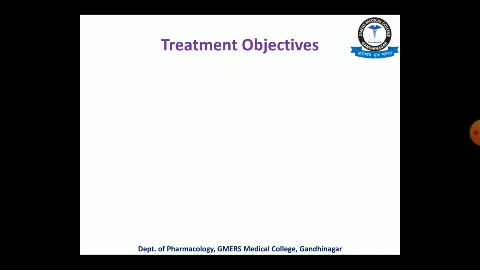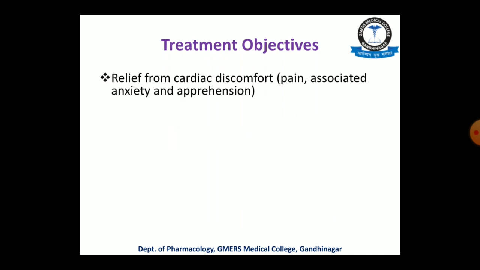So what should be the treatment objective? First and foremost is the relief from cardiac discomfort. Okay, now here I want to briefly speak about the clinical features. In myocardial infarction, the typical clinical feature is that the patient experiences pain that is squeezing and constricting in nature, and obviously it occurs over the region of the heart, but it will radiate to the neck, to the back, to the axilla, to the left arm, and even up to the forearm.